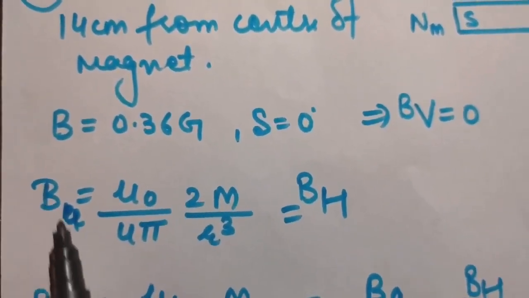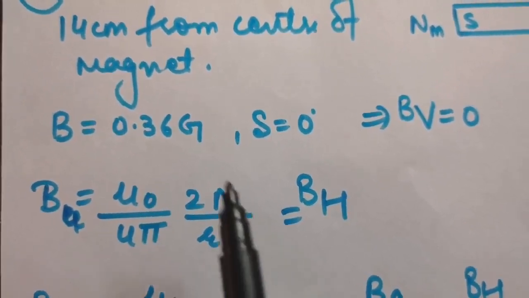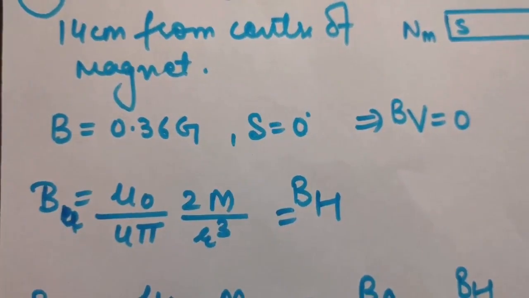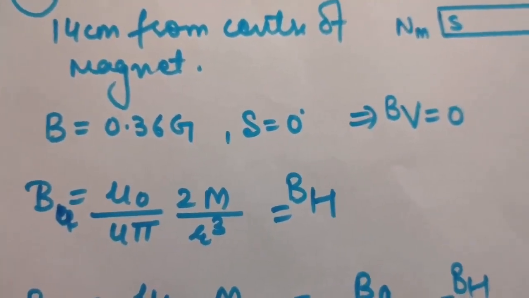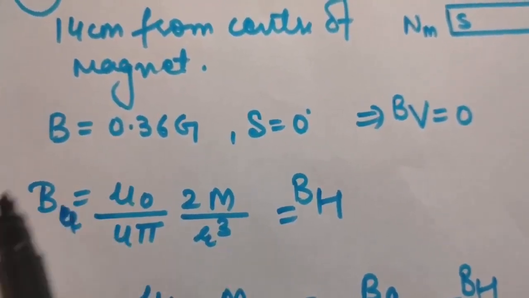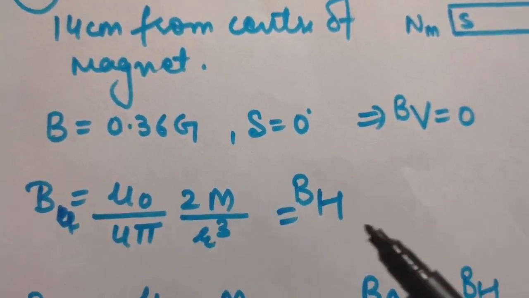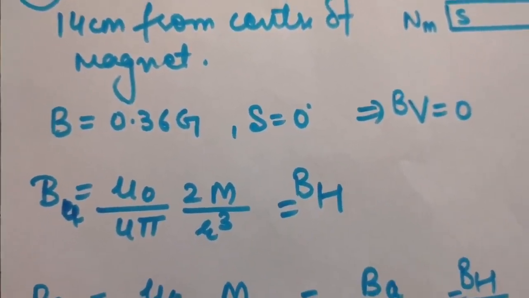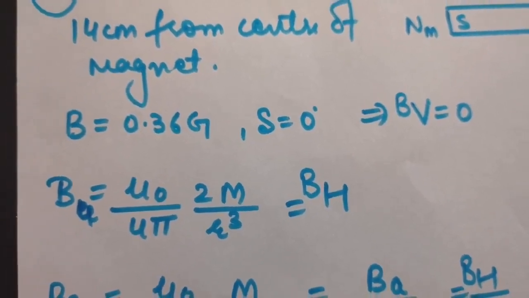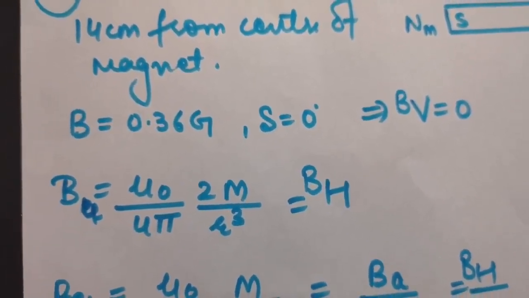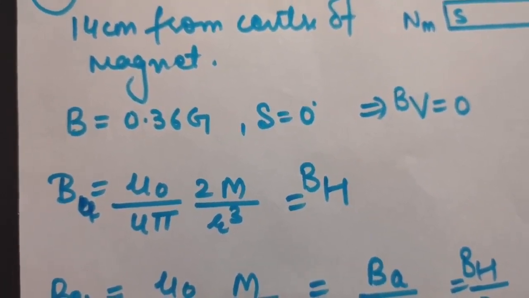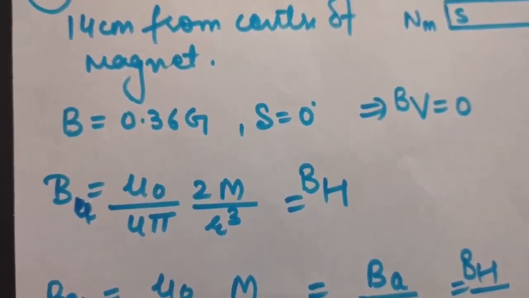So this is the B axial, mu naught upon 4 pi 2m upon r cube. And this is the null point at 14 centimeter from the center of that particular magnet. So we can say this total magnetic field is nothing but equal to horizontal component of Earth's magnetic field. And it is then asked in the question, what is the total magnetic field on the normal bisector of the magnet at the same distance as the null point from the center of the magnet?